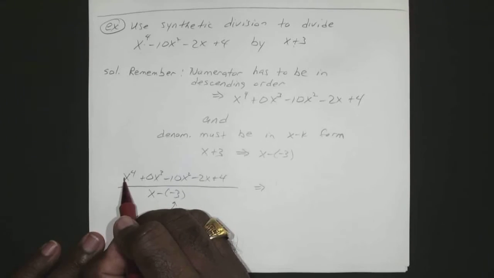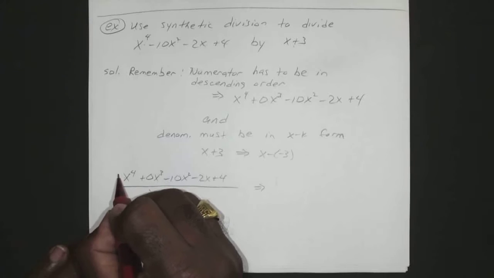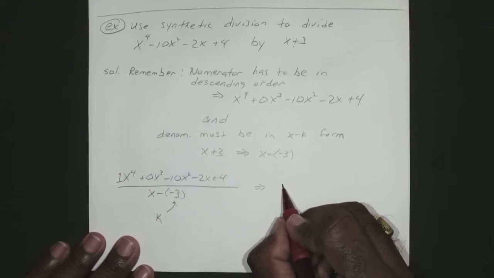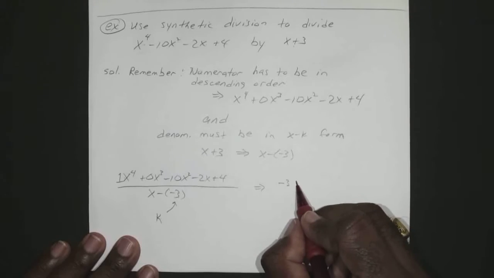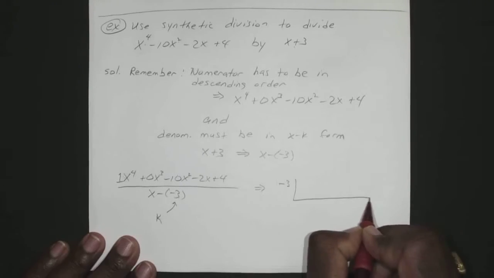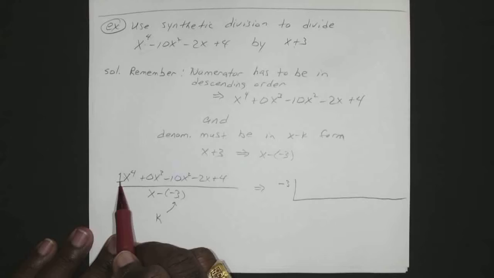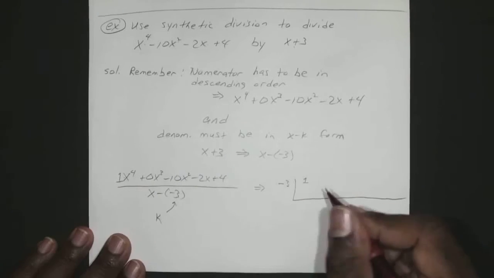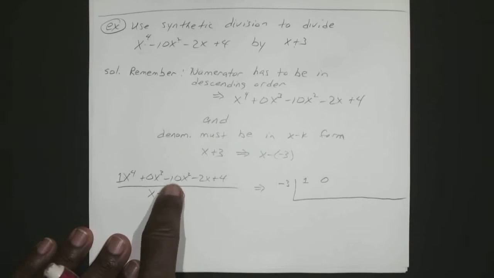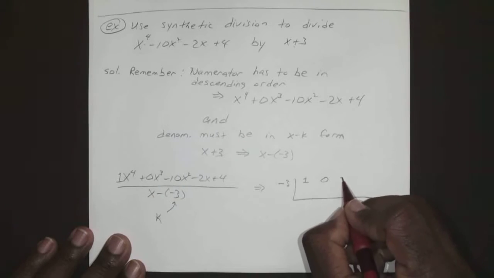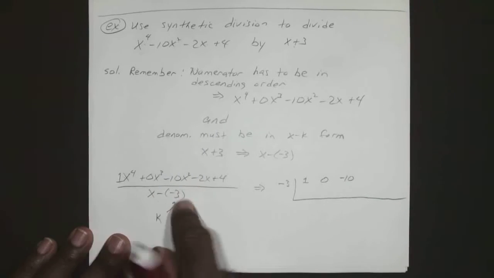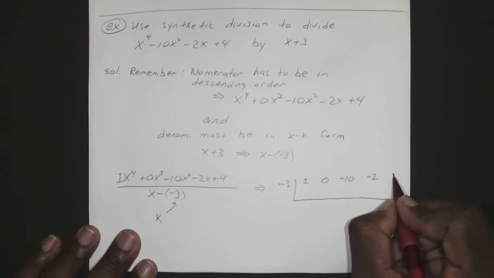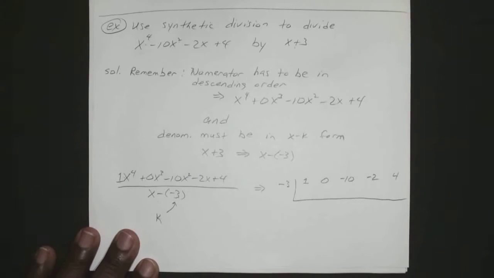Okay, so you're going to write all of your coefficients. So this, remember, that coefficient is just 1. So you have your k, which in this case is negative 3. Write your upside down division bracket. Your first coefficient is 1, so you write a 1. The next one is 0, so you write a 0. The next one is negative 10, so you write negative 10. The next one is negative 2, so you write a negative 2. And the last one is 4, so you write a 4.